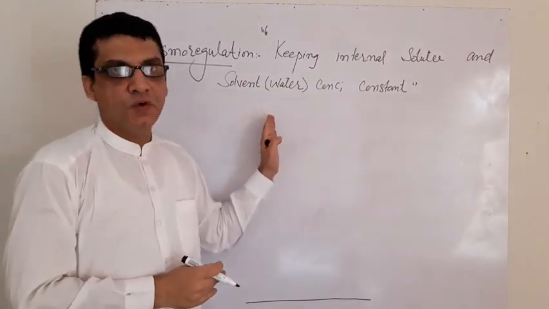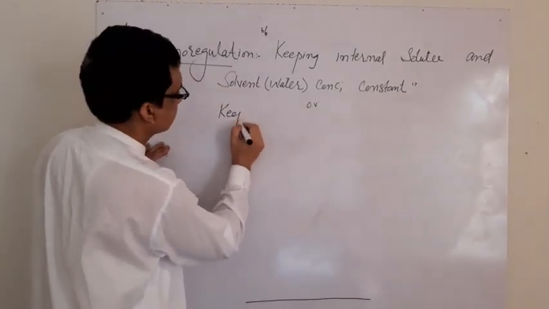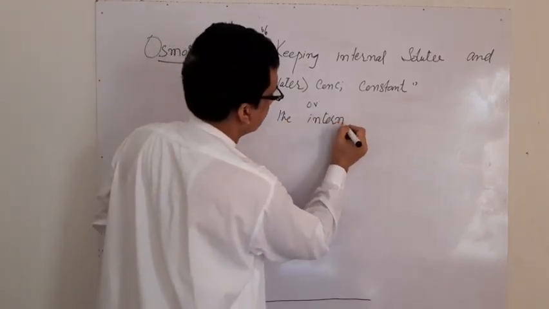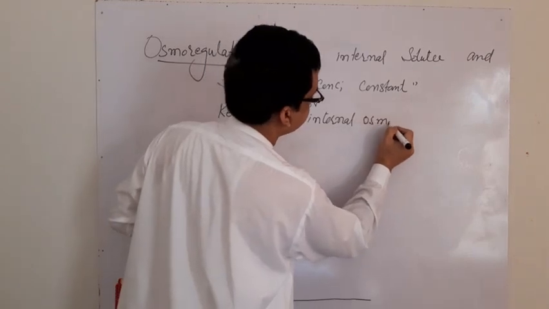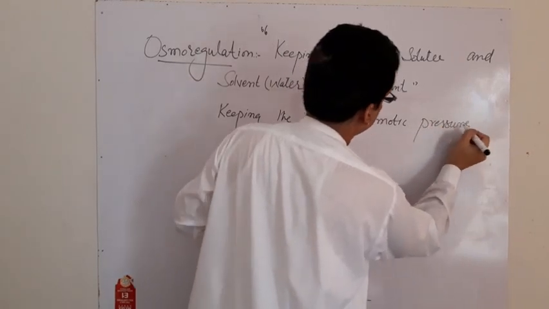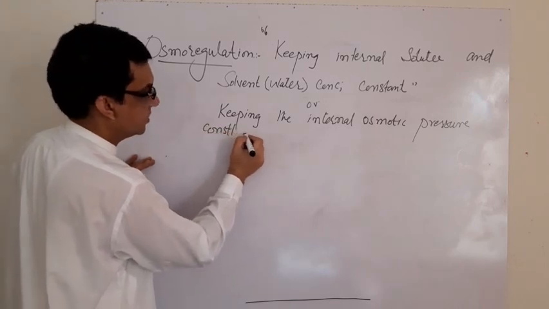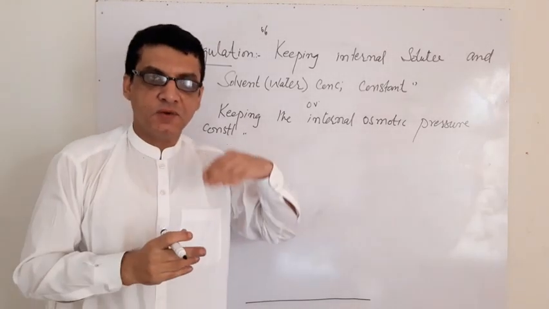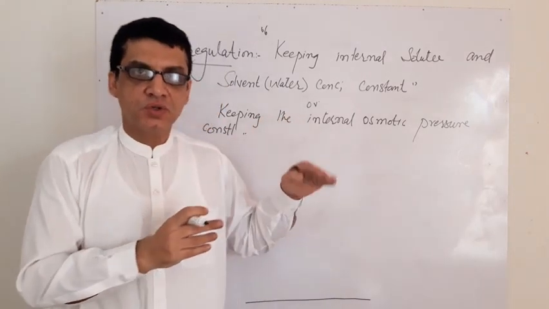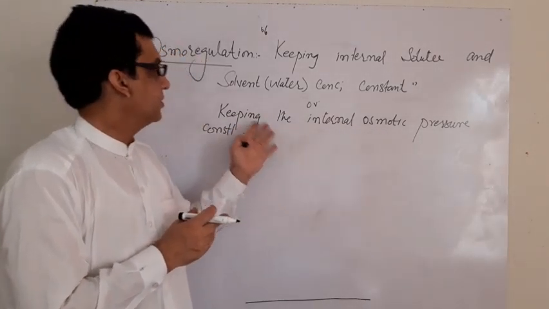This is one aspect of homeostasis. We can also define it as keeping the internal osmotic pressure constant. In other words, because of osmosis, because of water and solute, especially water, osmotic pressure will be developed, so that pressure will be constant. So keeping the internal osmotic pressure constant is also called osmoregulation.